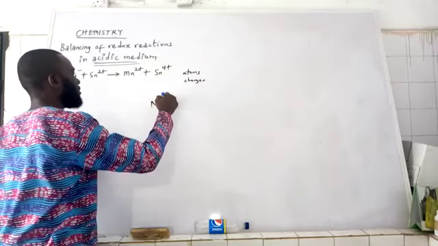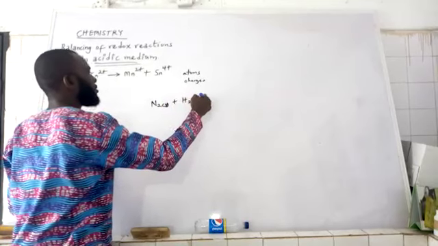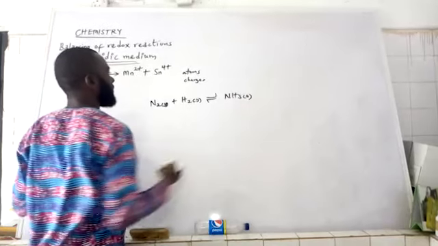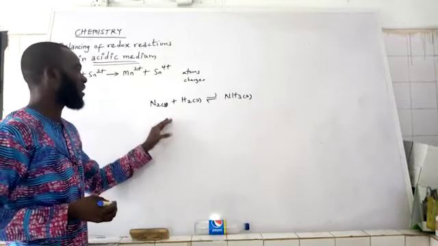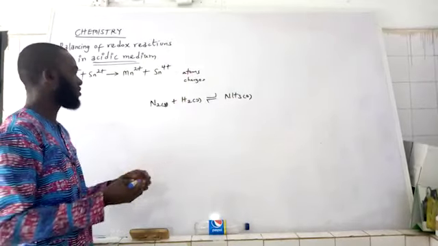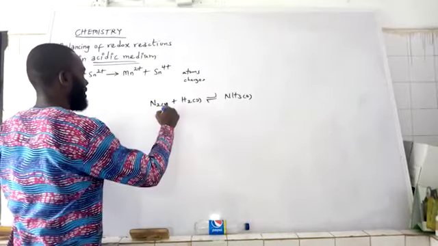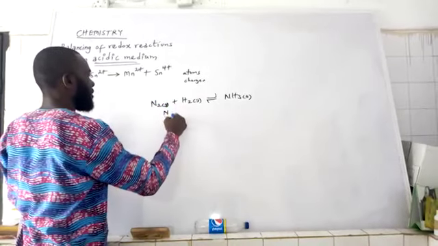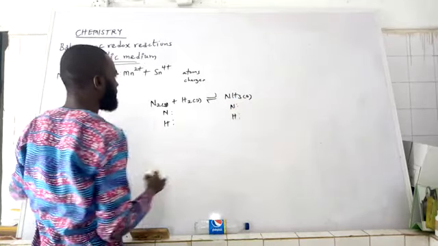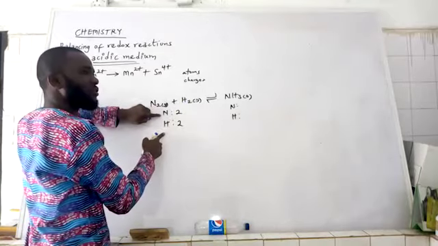Let's say we have nitrogen gas and hydrogen gas producing ammonia gas. For me to balance this reaction, I have got no charges, so I'm not dealing with charges. I want to balance only the atoms. All I have to do is I have 2 atoms of nitrogen here, I have 1. I can write out the atoms like this. This is for nitrogen, this is for hydrogen. On this side I have nitrogen, I also have hydrogen. I have 2 atoms of nitrogen here, I have 2 atoms of hydrogen here.